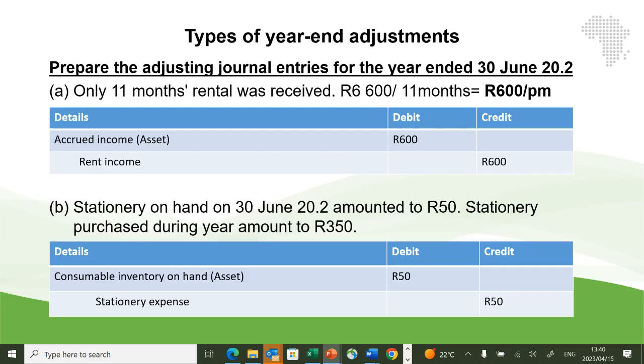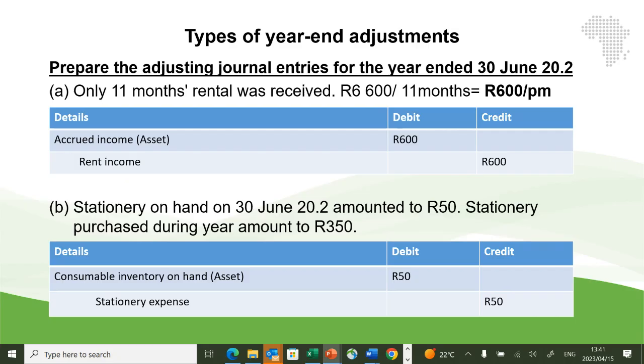Let's move to number 2. B, stationery on hand 30 June 20.2 amounted to 50 rand. It is the one that is on hand. The stationery that was purchased during the year amounted to 350. Remember, when you purchased the stationery, what did we debit? We said debit stationery expense. We credited the bank of how much? Of 350.